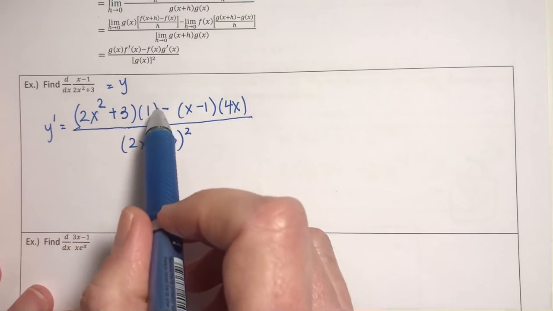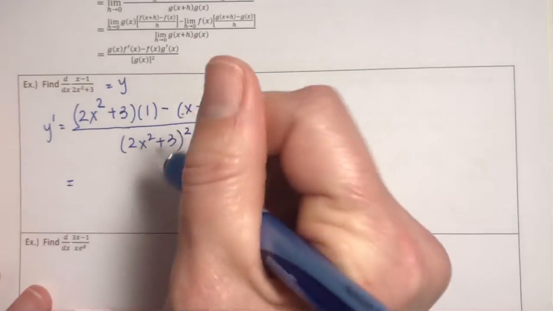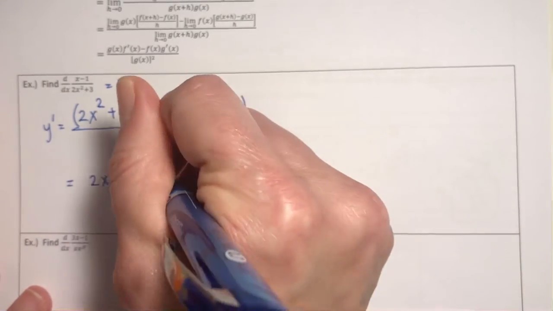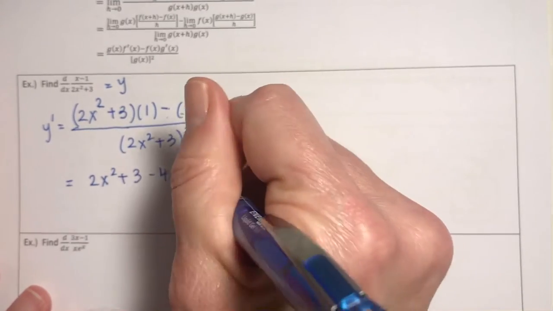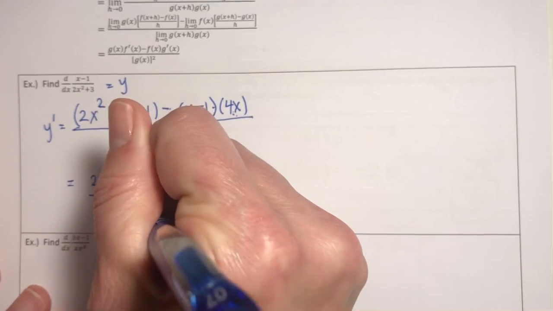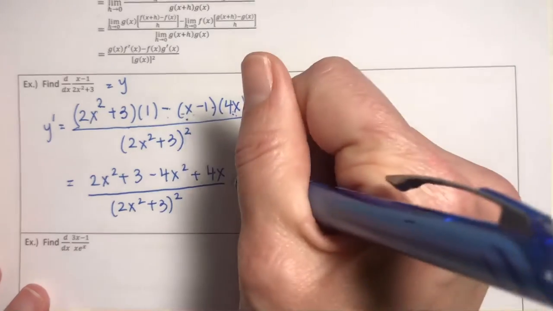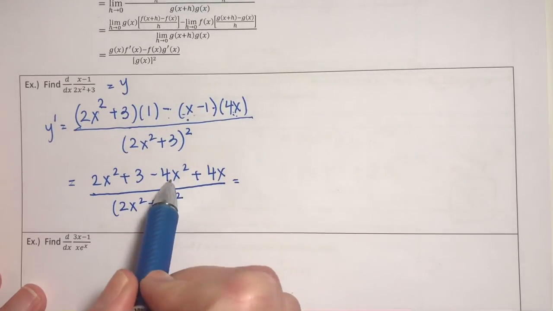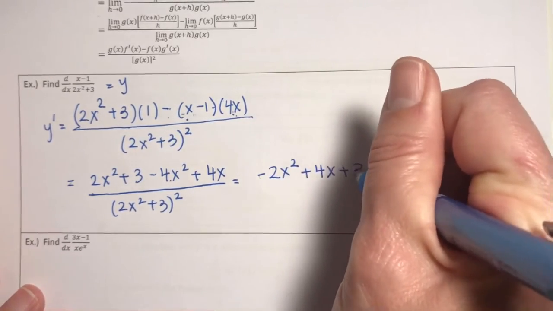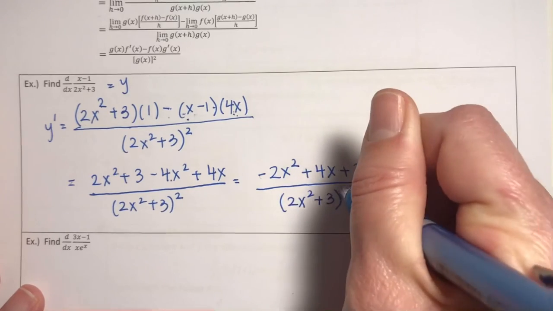So I'm going to go ahead and distribute through the 4x and the negative, and this one luckily is just a 1. So rewriting this, we have 2x squared plus 3. This is going to become 4x squared, and it's going to become negative, so negative 4x squared. This is now going to be a positive, and 4x times 1 is just plus 4x, all over 2x squared plus 3 squared. And then we can combine our like terms up here. And we have 2x squared minus 4x squared, which is negative 2x squared, plus 4x plus 3, all over 2x squared plus 3, quantity squared.